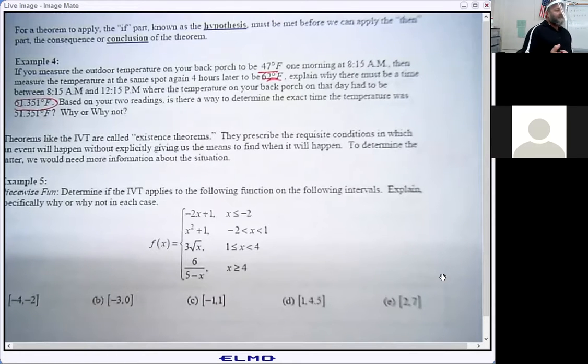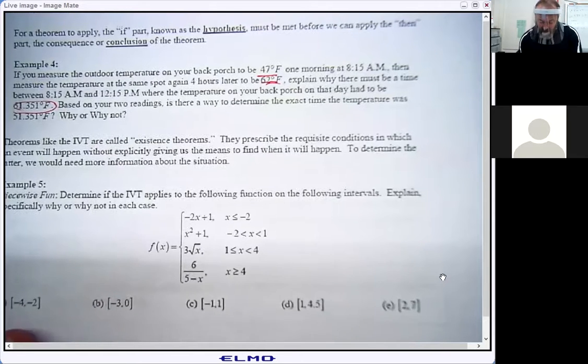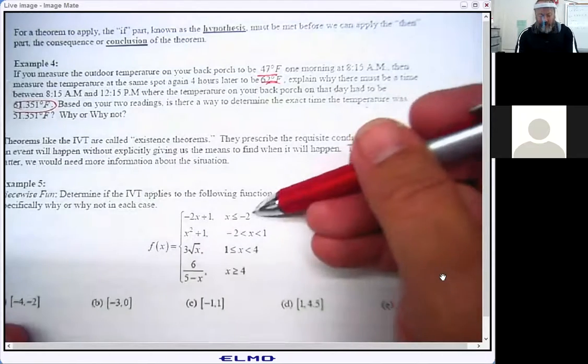It only applies if the function is continuous. So the question is, is it continuous on this interval? Please understand, it never says to find all the answers. It just says, does it apply in this situation? So look right in here.